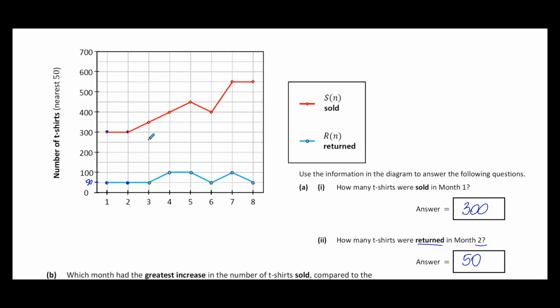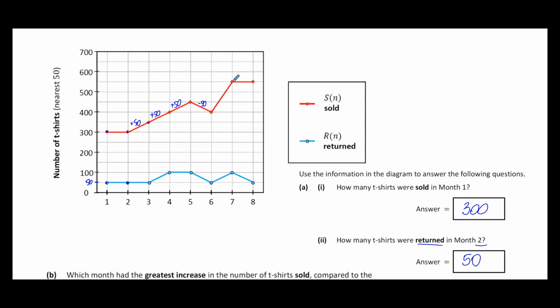Then month 3 had 350, and the previous month was 300, so here we have plus 50. Then month 4 had 400, month 3 had 350, so again plus 50. Then the 5th month has 450 sold, and in the 4th month we have 400, so again an increase of 50. And you can see that the line goes up straight. Now here the line goes down, it was a decrease. In month 6 we have 400, while in the previous month we had 450, so this is minus 50.